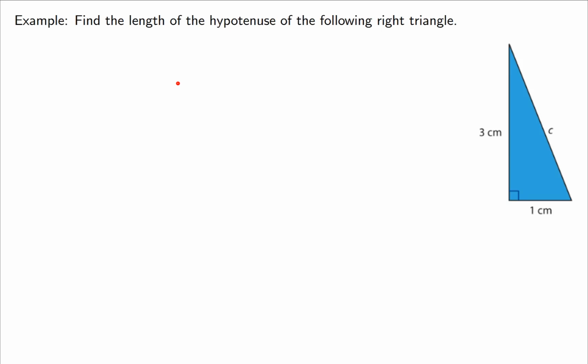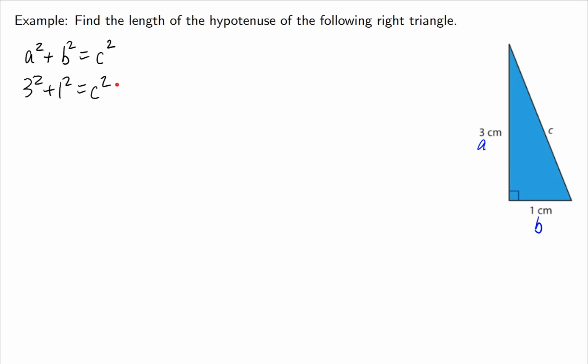Let's use the Pythagorean theorem to find the length of the hypotenuse of this right triangle. Again, the idea is C should be the hypotenuse, which it's already labeled. And the other two you can just call A and B, whichever way you would like. The Pythagorean theorem is again A squared plus B squared is equal to C squared. And then we'll plug it in. 3 squared plus 1 squared is equal to the C squared that we don't know.